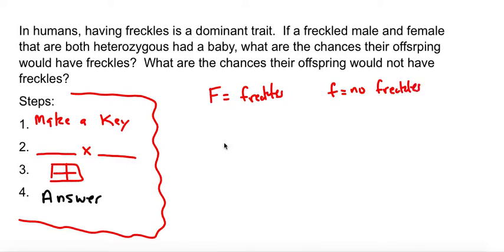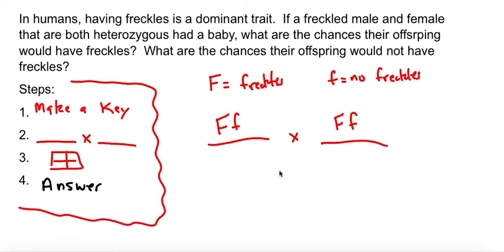The next step is to figure out what the parents are, to figure out what the children are going to be. If a freckled male and female are both heterozygous and they both had a baby, what are the chances their offspring would have freckles? The male and female are both heterozygous, which means they both have a big F and a little f. And in complete dominance, it doesn't matter if you put the male or female on the left or right. It doesn't matter at all.